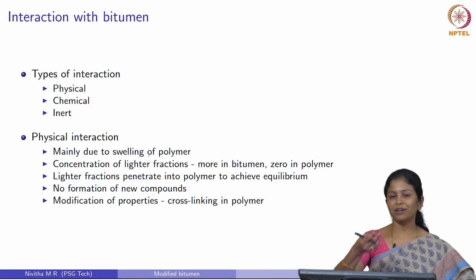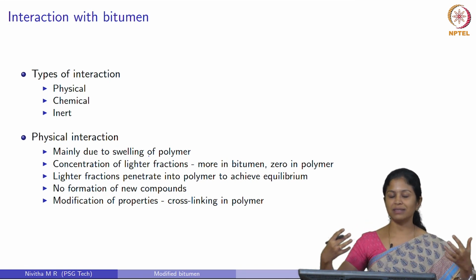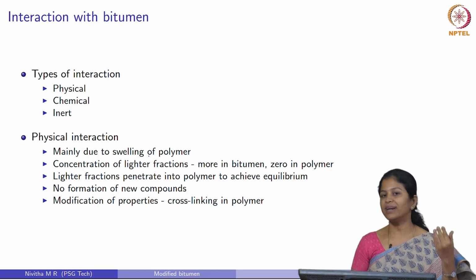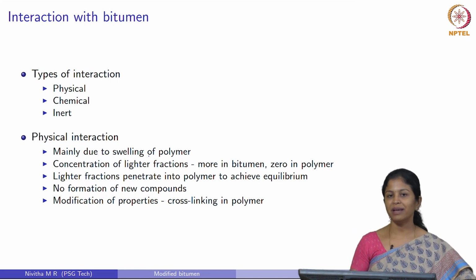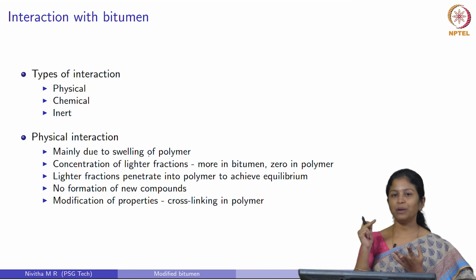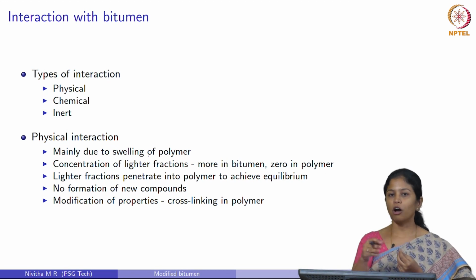We add polymer to bitumen, the polymer absorbs the lighter fractions which are present in bitumen, and then it swells in volume. We know what the lighter fractions in bitumen are. We have classified the fractions of bitumen based on the Corbett procedure. We have saturates, naphthalene aromatics, polar aromatics, and asphaltenes. These are the 4 fractions from the Corbett procedure. The saturates and naphthalene aromatics fractions are called the lighter fractions.